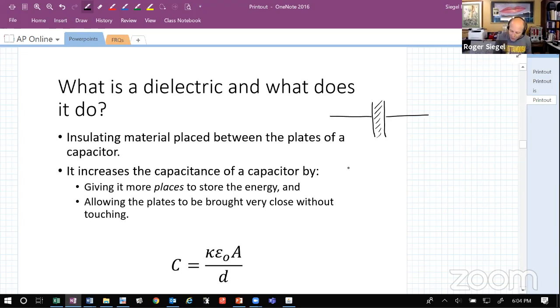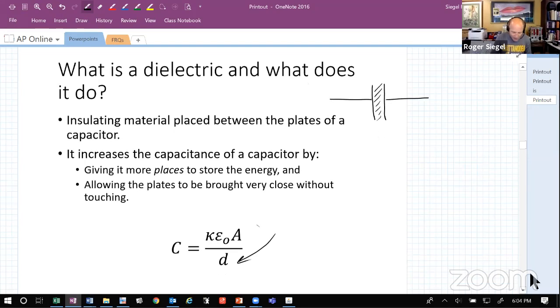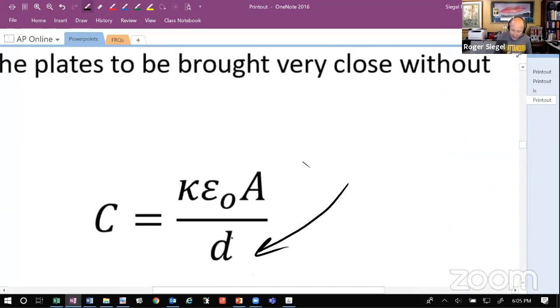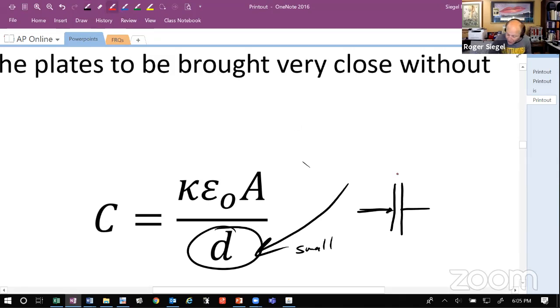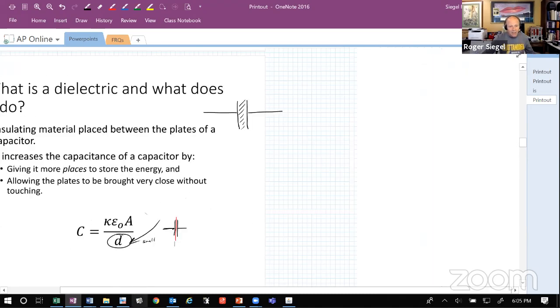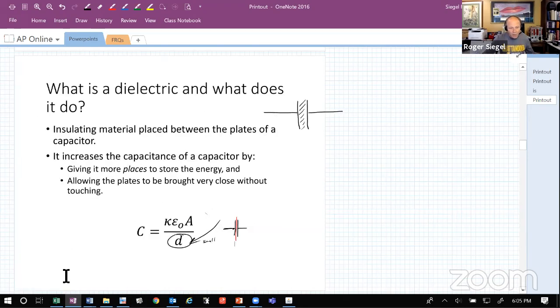And think about it, we know that if we want the capacitance to increase, what we're going to do is make the distance between them as small as possible. Well, how do you make the distance between two plates as small as possible without having the plates touch? The way you do that is by putting an insulating material between them. So those are two really important functions that the dielectric plays for us. We're going to see how that works out.